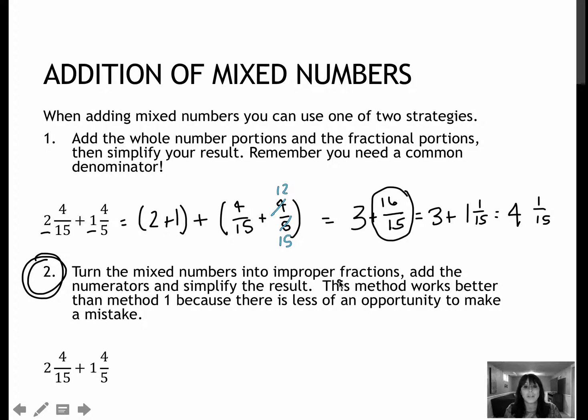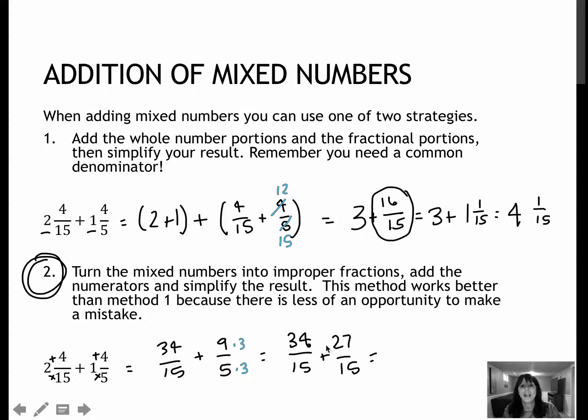If you are turning them into improper fractions, of course, I would take 2 times 15 plus 4, which is 34/15, and 1 times 5 plus 4, which would be 9/5. Just as I did up here, I need to make that common denominator so that I could add them together. So I would take the second fraction times 3 on top and on bottom, which gives me 34/15 plus 27/15. When I add those together, I get 61/15.